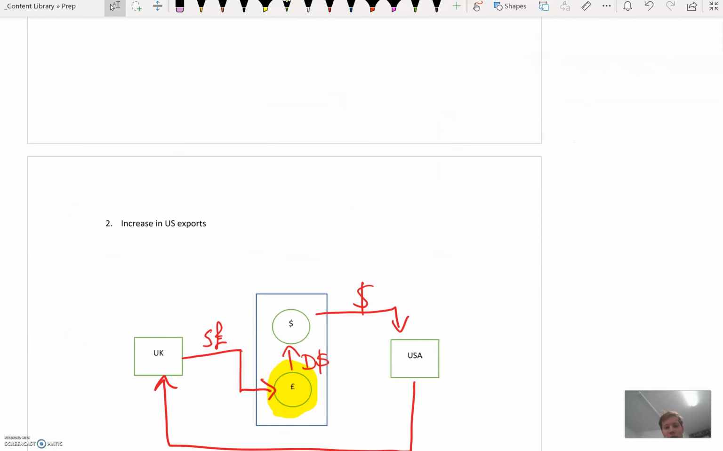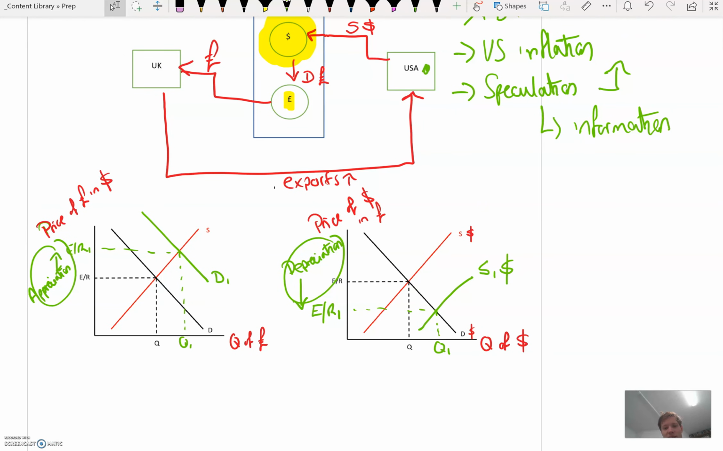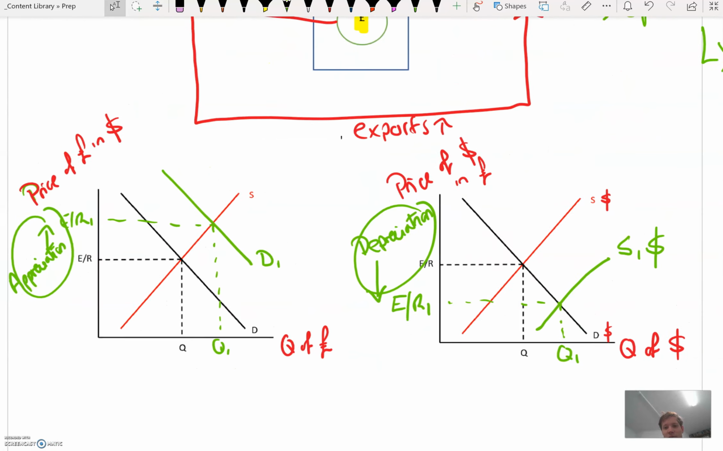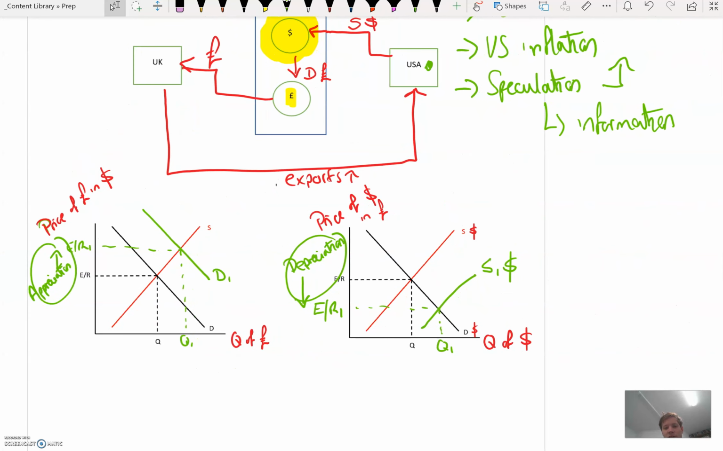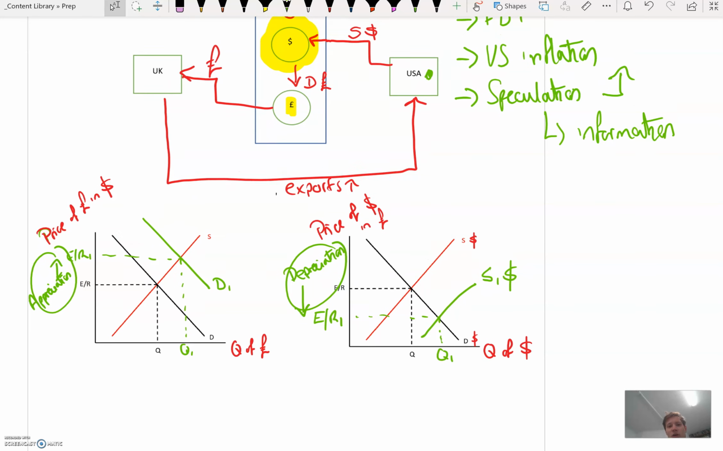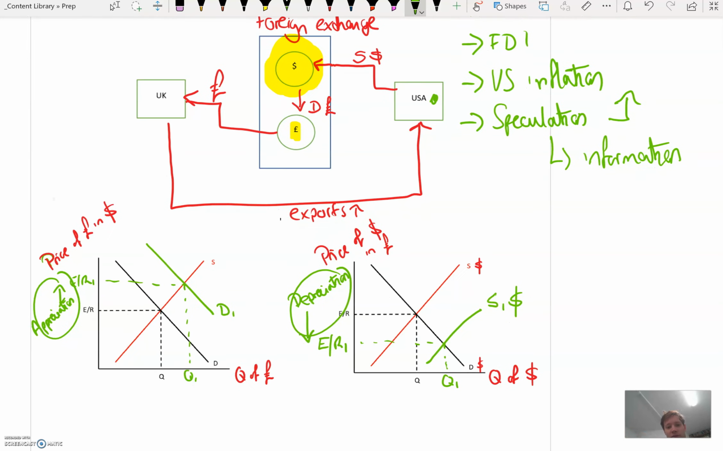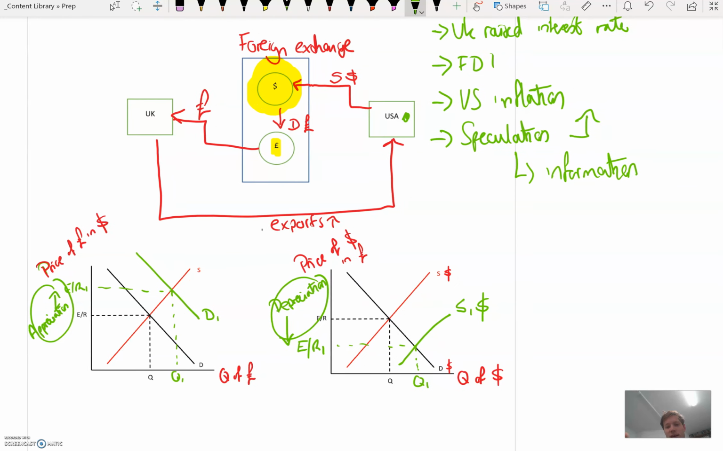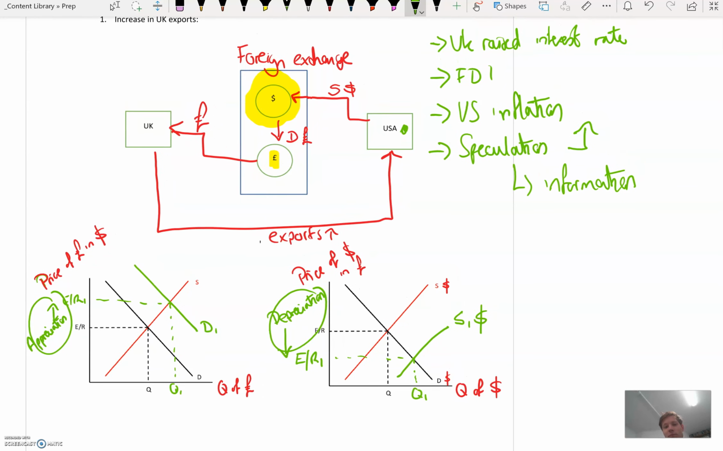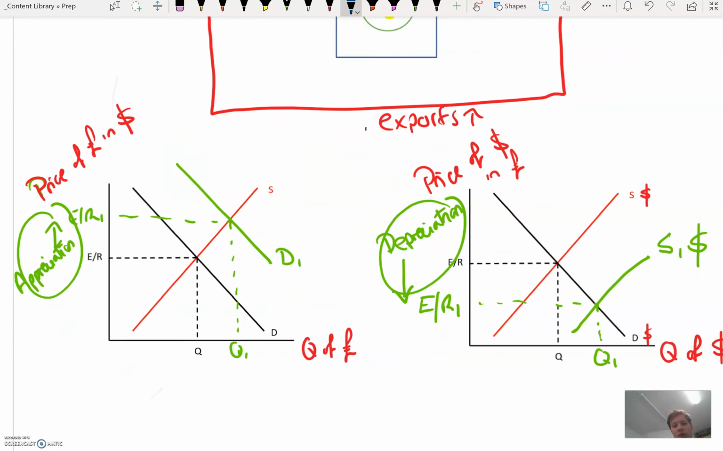Fantastic. The final thing I wanted to explore, and this is really the extension, and this is quite hard, is the idea of a freely floating exchange rate actually being a naturally automatic corrective mechanism to this imbalance in the foreign exchange market. And this is really interesting. So what we can see is that the increase in exports in this example has resulted in an imbalance. There's an excess demand of pounds and there's an excess supply of dollars. Now we can draw that on our graphs.